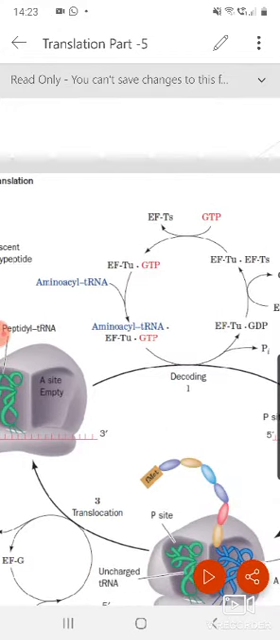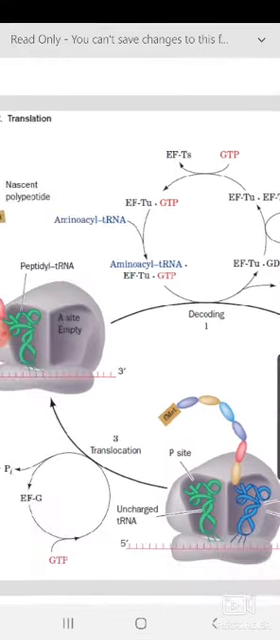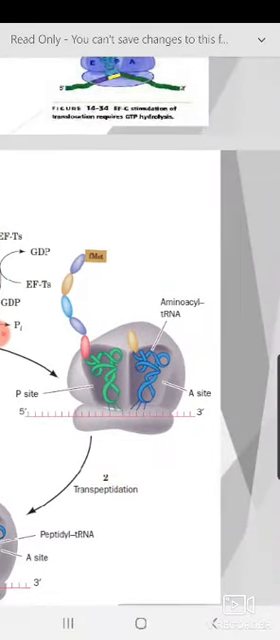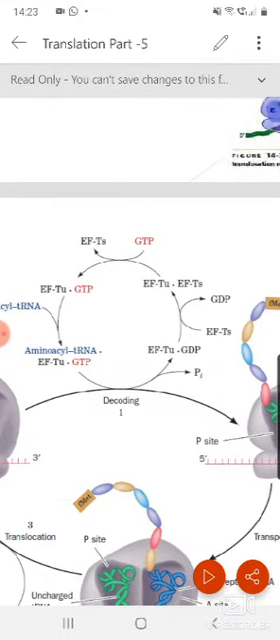But here that EF-Tu GTP is coming, you know that it is actually escorting the amino acyl tRNA, and after GTP hydrolysis, it is getting released from this ribosome, and because of that, the newly charged tRNA has entered. Now, there is one more point I need to explain, that EF-Tu GDP then again gets converted to GTP.